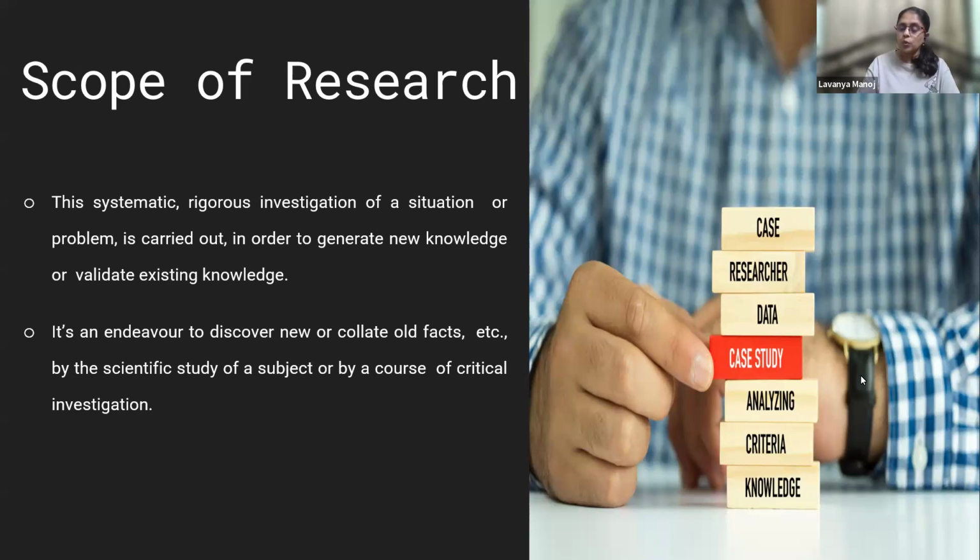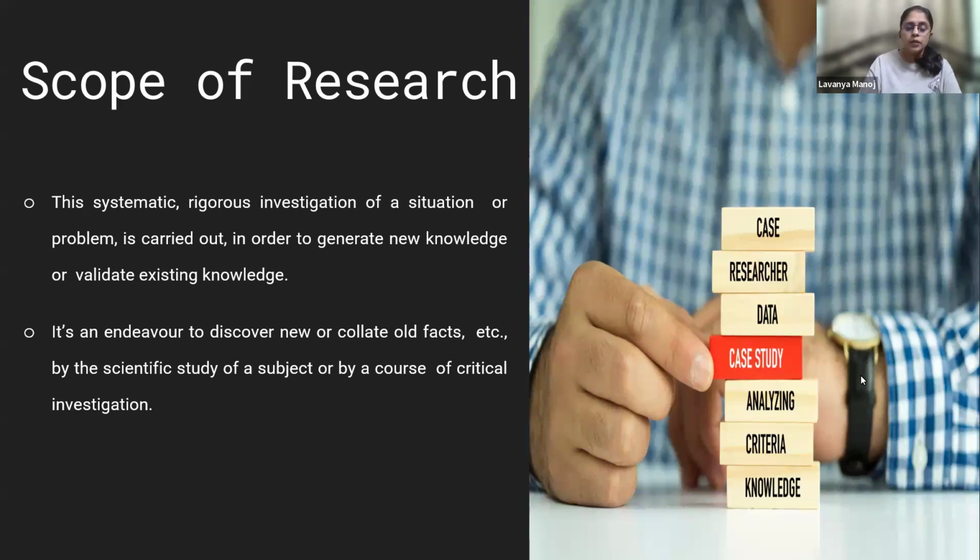So you're going to do a research, for which you're going to find a solution to a question which is already available in the market or available in the system. Or otherwise, you yourself come up with the research question and try to find a solution for it. So in either way, the research can be carried out.